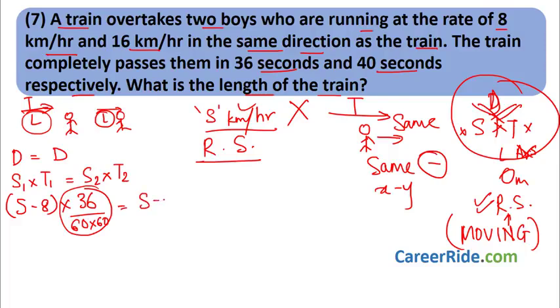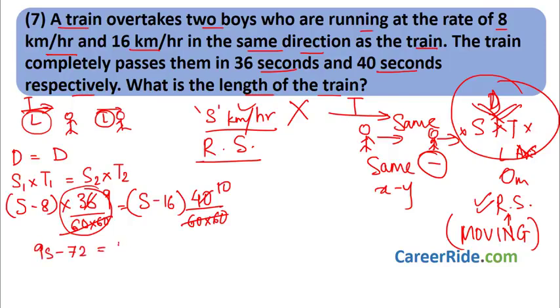Second case, again the second boy is also moving in the same direction, so the speed has to be subtracted, multiplied by the time taken, 40 seconds, seconds into minutes, minutes into hours. This gets cancelled out. What do we get? 4 into 9, 4 into 10. We have 9S minus 72 equal to 10S minus 160. So S would be equal to 88 kilometers per hour. This is the speed of the train.